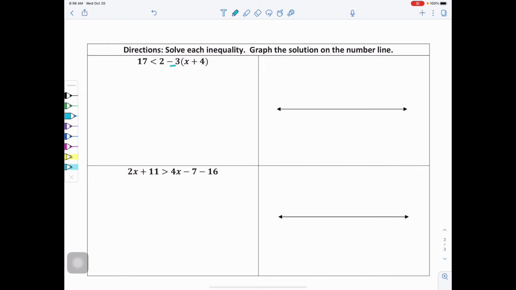Please take the sign with it. That's a negative 3 that you should be distributing through the set of parentheses. So this is 17 is less than 2. Negative 3 times x is negative 3x. Negative 3 times 4 is negative 12.